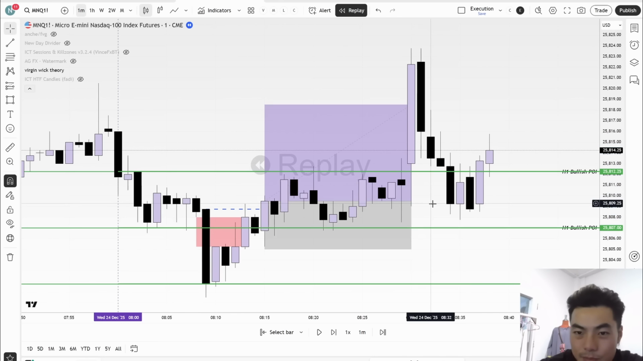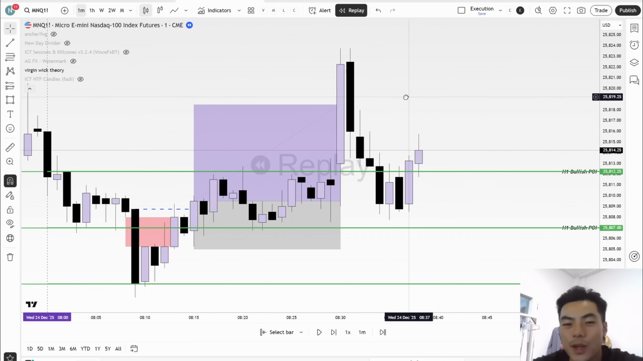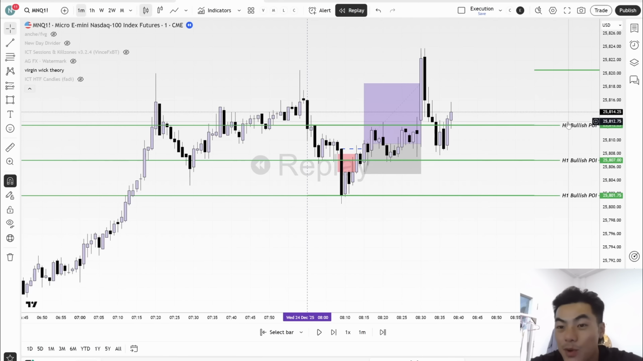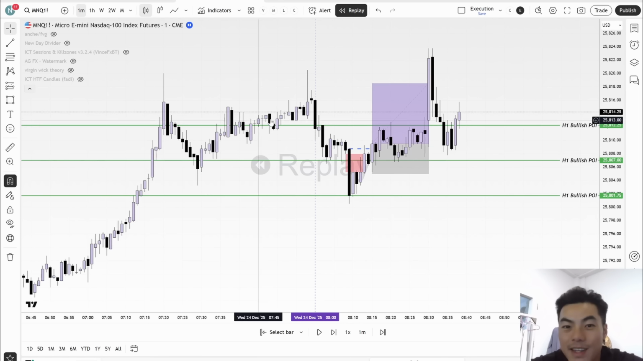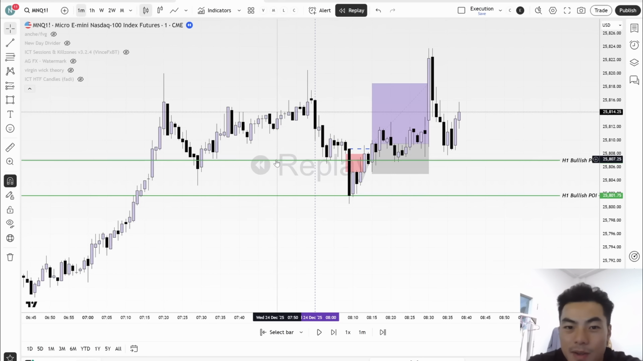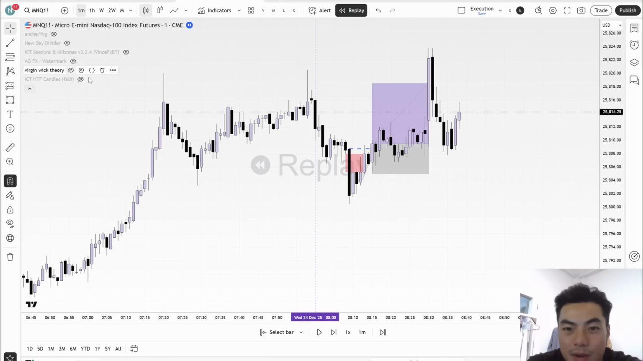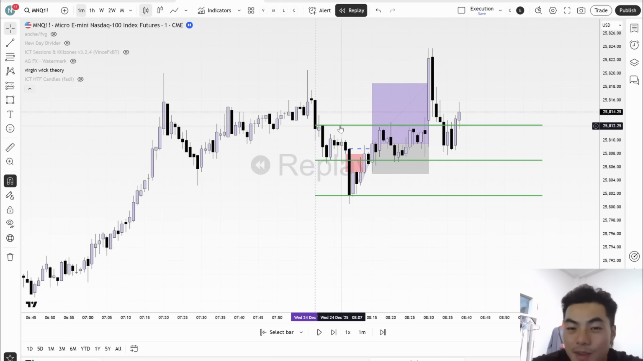Nice and easy. And then real quick, let me just get rid of these POIs and show you this Virgin Wick Theory indicator. Essentially it just plots out the points of interest for you. See?